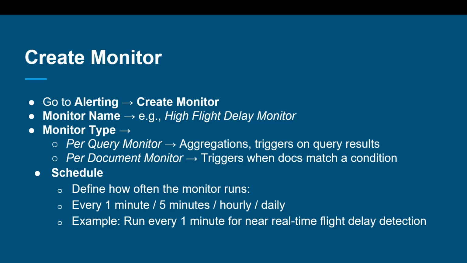There are different types of monitors in OpenSearch, like per query monitor and per document monitor. A per query monitor is used for checks based on aggregations like average, count, or sum over query results, whereas a per document monitor triggers when individual documents, the data entries, match a specific condition. Schedule is how often you want the monitor to run, like every minute, every 5 minutes, or any specific custom cron schedule you want to put in.